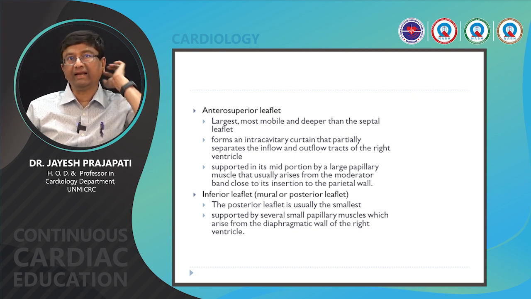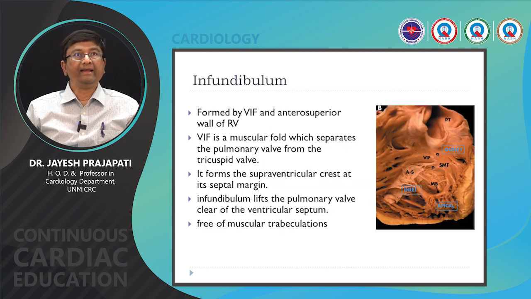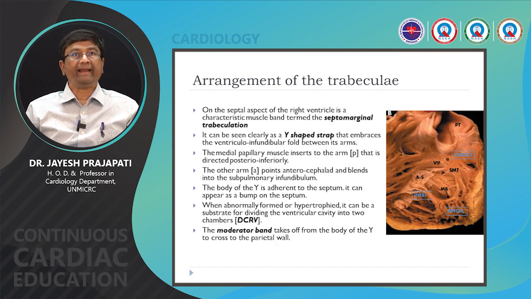The inferior leaflet is the posterior leaflet and usually the smallest, supported by several small papillary muscles which arise from the diaphragmatic wall of the RV. And this is the infundibulum. The infundibulum is formed by the free wall and anterosuperior wall of the RV. It forms the supraventricular crest at its septal margin, and the infundibulum leaves the pulmonary valve clear of the ventricular septum and free of muscular trabeculation. So the infundibulum is what we see in pulmonary stenosis, and sometimes when we see it dilated, so the infundibulum is also one of the important parts of this structure. So, the arrangement of the trabeculae.